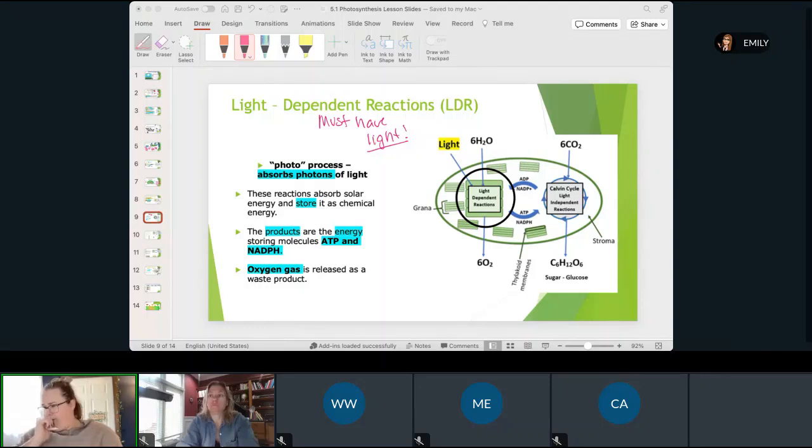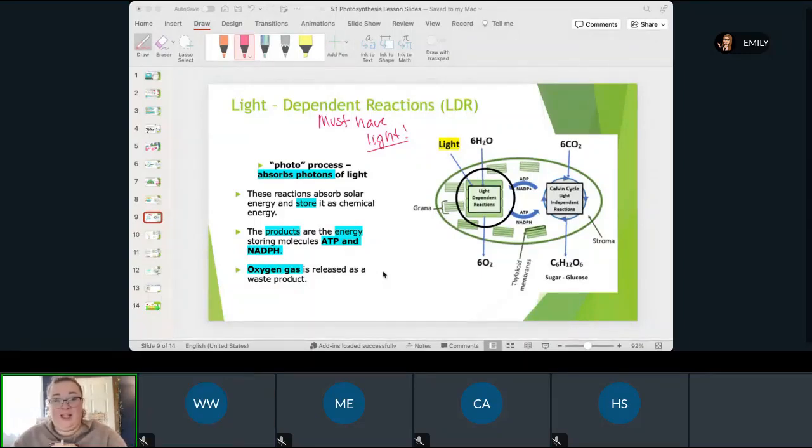ATP, super important. Okay, reminder that those are the energy currency. So that's like your cash money of getting things done.